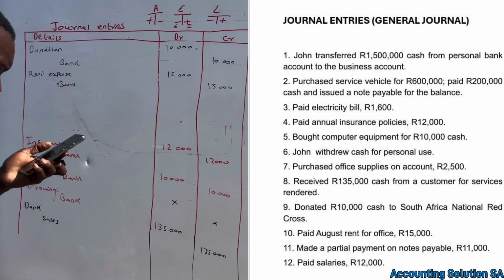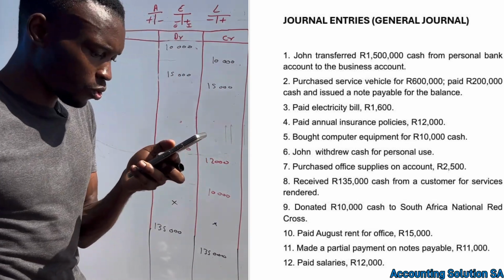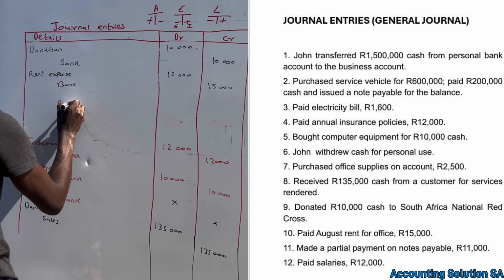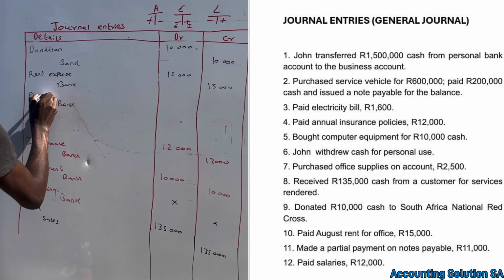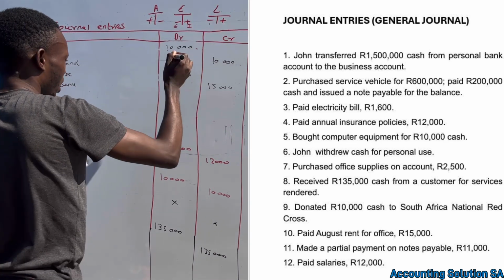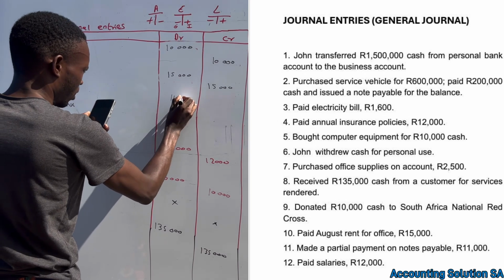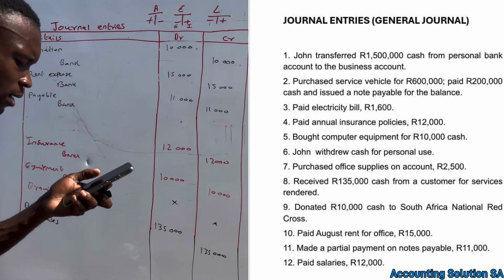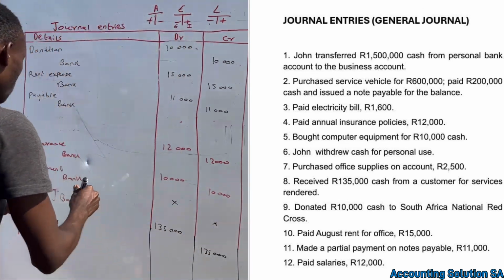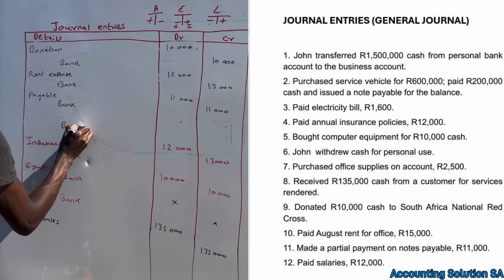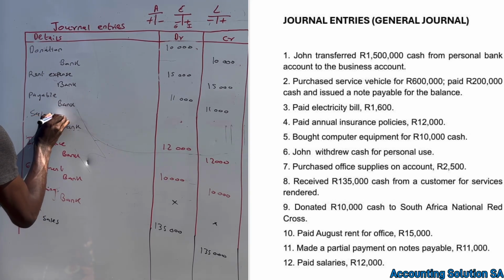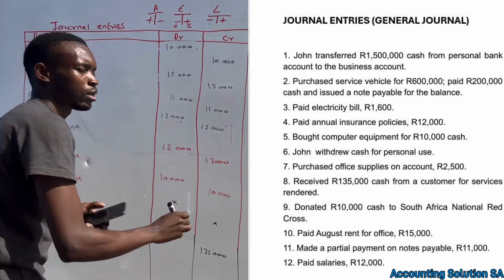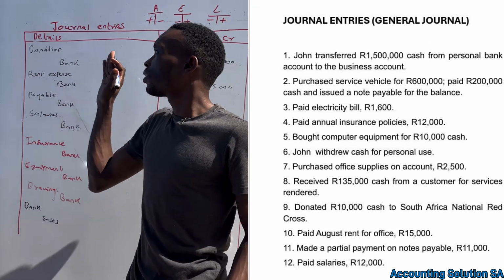Then made a partial payment on note payable. We made a payment, so bank must come this side, and payable is like we reduce the liability. It's 11,000. Then the last one, paid salary of 12,000. If we paid, guys, bank always credit, and salaries expense debit. Then the amount is 12,000. This is how you should compile a general journal or journal entry.